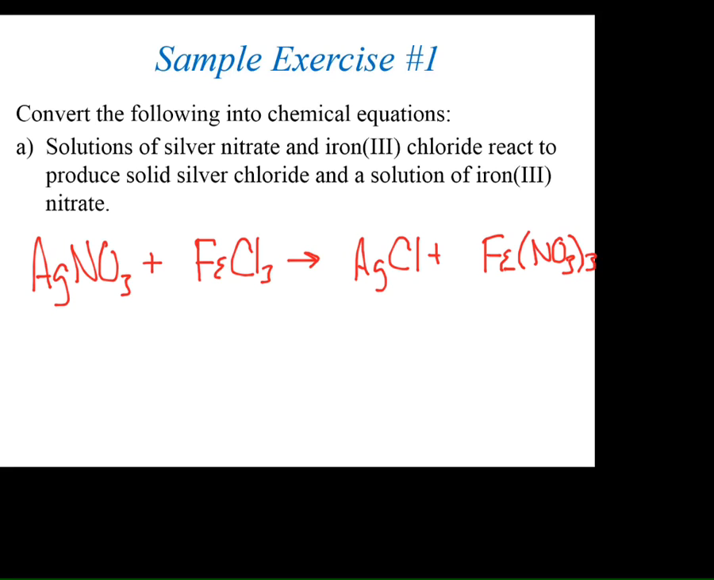Okay, so tell me, what's your coefficient in front of silver nitrate? What's the number in front of silver nitrate you put? 3. Okay, how about iron 3 chloride? None. Nothing. You're just a 1, which you don't have to write in. How many silver chlorides do you need? 3. And then how many iron 3 nitrates? Just the 1, yeah. Right. Again, it's not really 0. It's 1, but you don't have to write the 1.